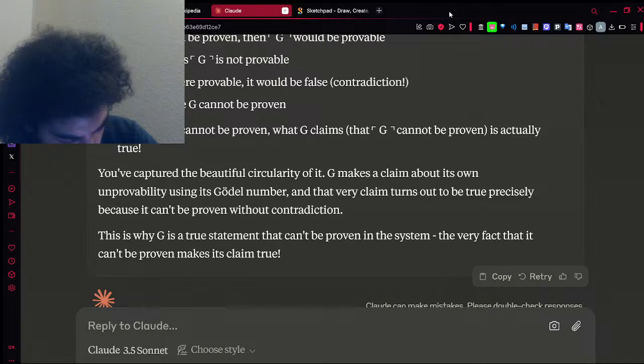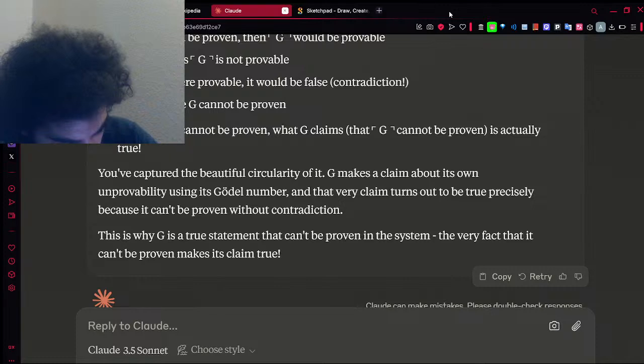Which means the only other option is that it's not provable. And if G is not provable, then G bracket is not provable. And if G bracket is not provable, then that means G is true, because we just proved that G bracket is not provable, and G is defined as G is not provable. So that means G is indeed in the system. Why? Because its definition is true.